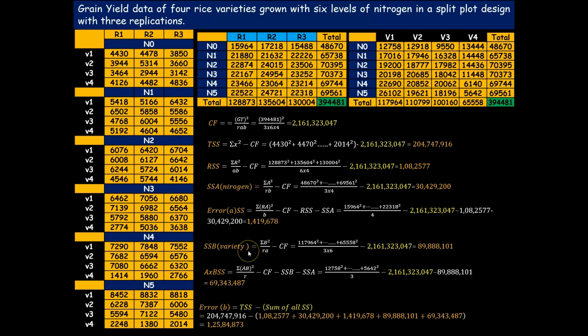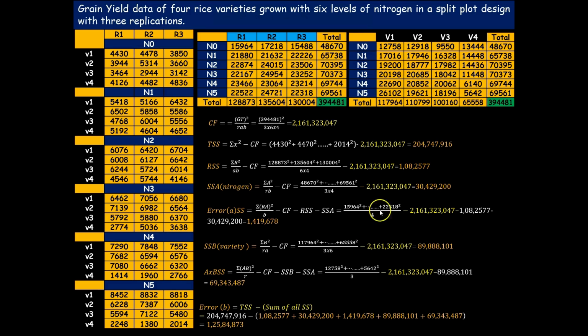Then the sum of squares due to the subplot, that is similarly to get the totals of the varieties, that is v1 square plus v2 square plus v3 square up to v4 square, whole divided by the number of replicates into the levels of the opposite factor, that is nitrogen, that is 6, minus the correction factor, we will get this.